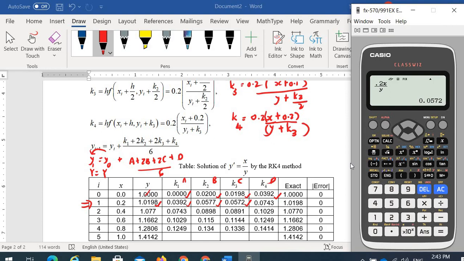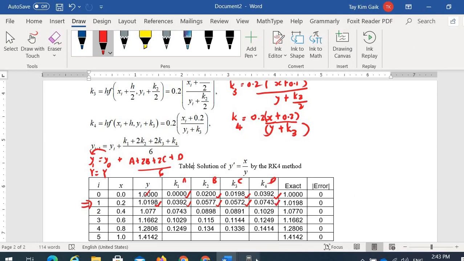Calculate again to get your K4. For K4, current X plus H, because 0.2 plus 0.2, you get 0.4. So X is 0.4. Y is actually current Y plus current K3. So it's 1.0198 plus K3 0.0572. Equal one more time, and after you change the decimal places, you get 0.0743.